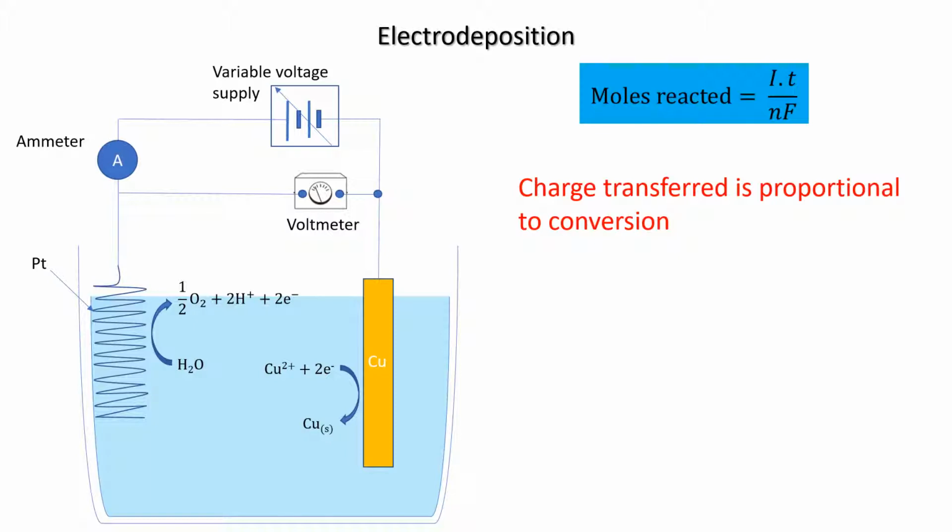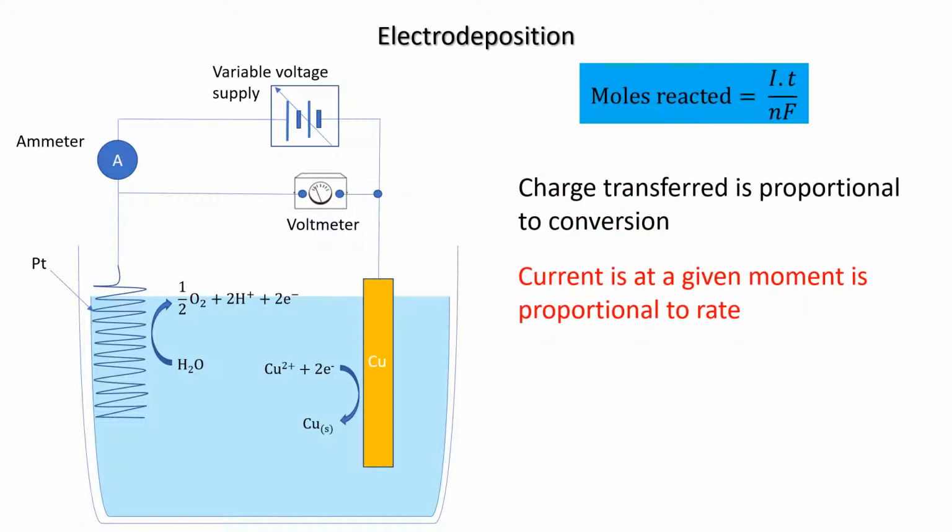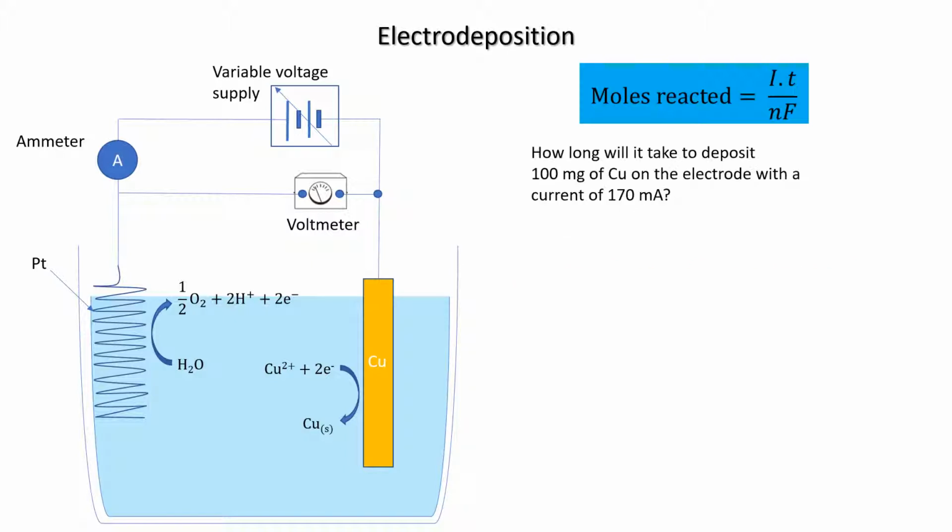This means that the charge transferred is proportional to the conversion of reactants to products. And the current, which is the rate of charge transfer, is proportional to the rate of reaction. So by way of a worked example, we know that moles reacted is equivalent to the current times the time the current has been applied for over nF, where F is Faraday's constant and n is the number of electrons transferred in the reaction being considered.